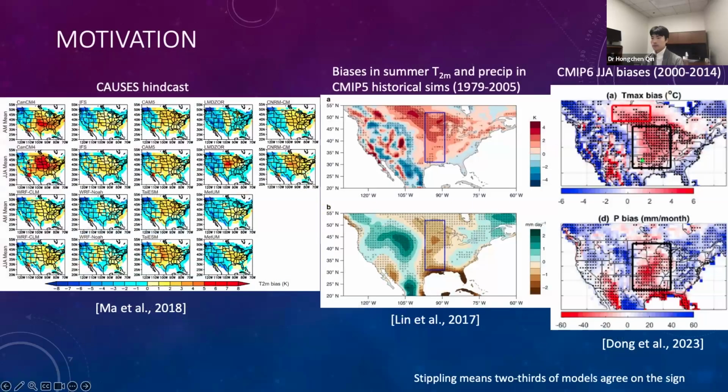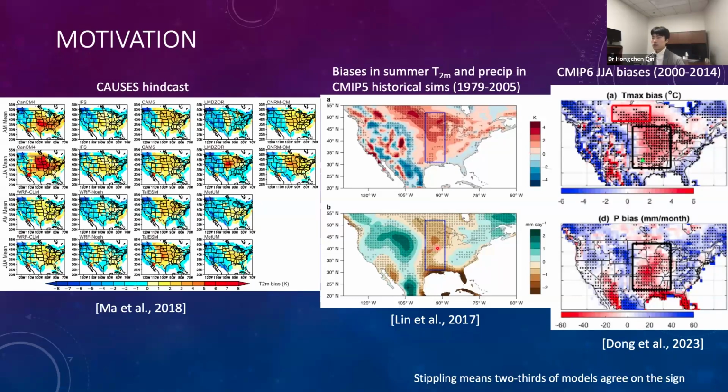Let me use the laser here. This figure shows the biases of summertime T2M and precipitation in CMIP5 historical simulations. The upper panel shows T2M biases. The lower panel shows the precipitation biases. Here, stippling means two-thirds of the models agree on the sign. You see the warm biases in the CMIP5 historical simulation, and also over central US during summertime, you have this dry bias of precipitation.